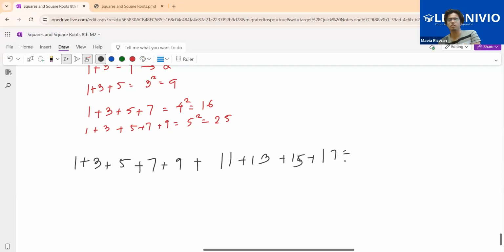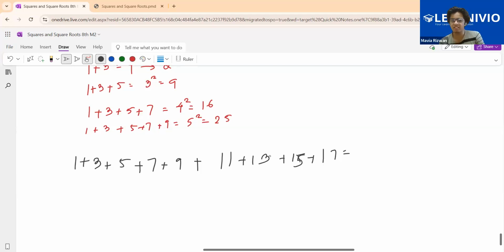Can you try? Can you guess? Abu Bakar, Minisha, did you understand the pattern? No, sir. Sir, is it 81? So 9 square. Yes.